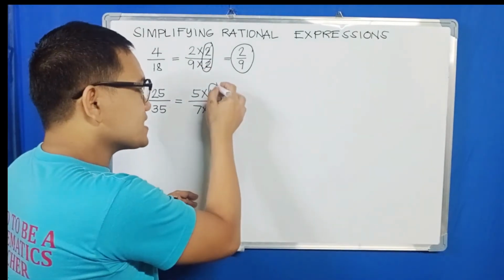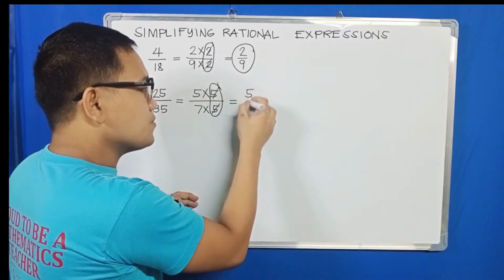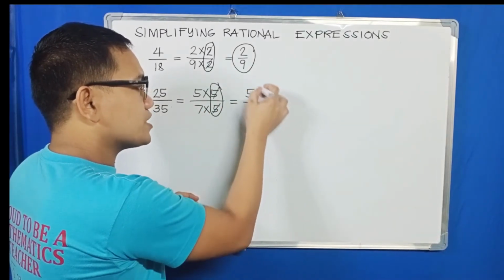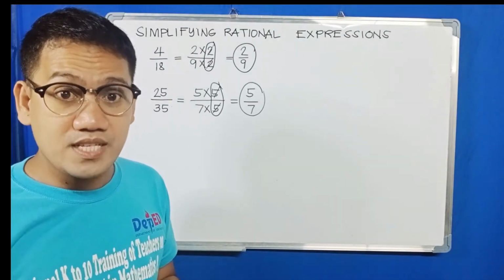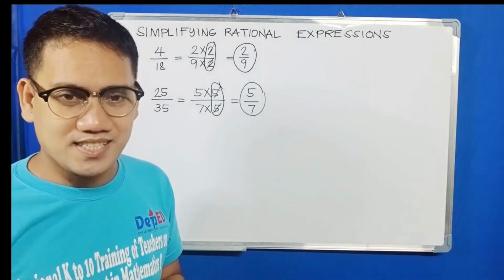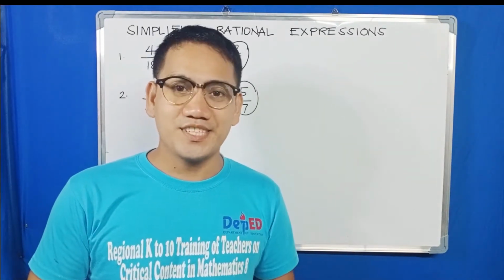So we can cancel this out. So what is left is 5 as our numerator and our denominator, which is 7. The simplified form of 25/35 is 5/7. This time, let's try to have our third example and let's try to engage variables.